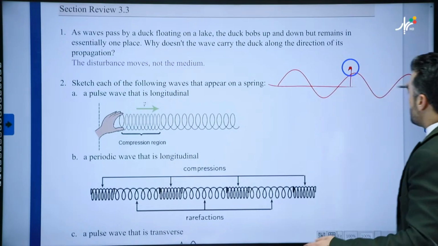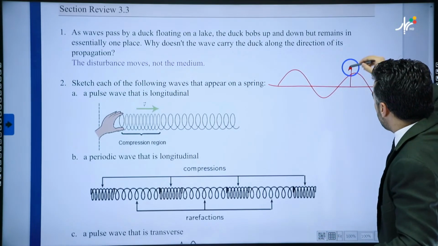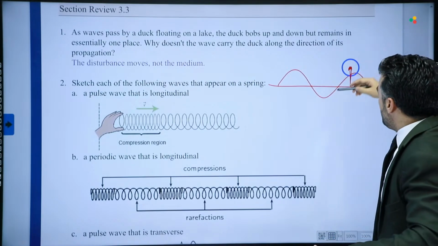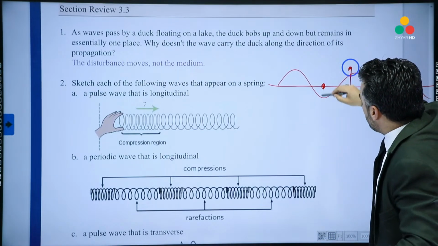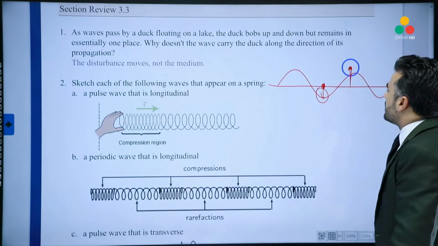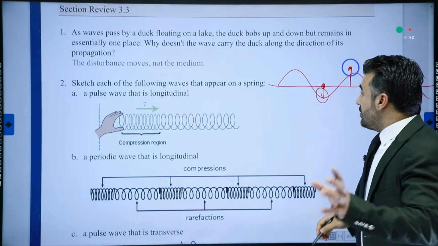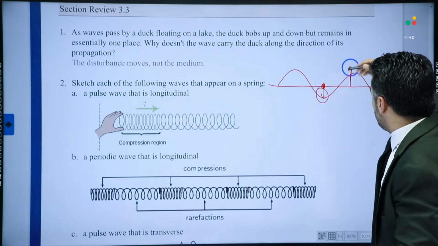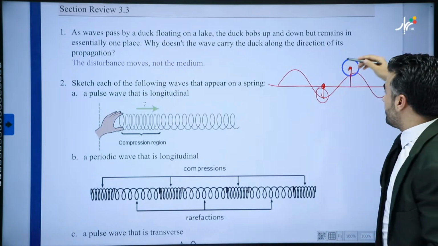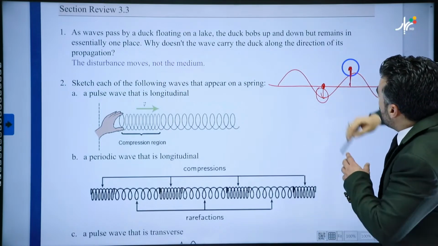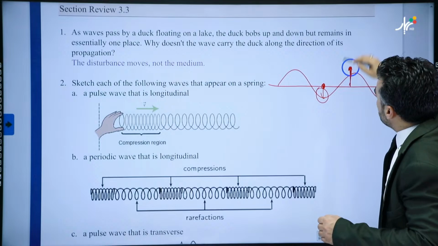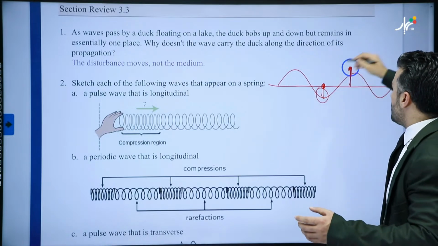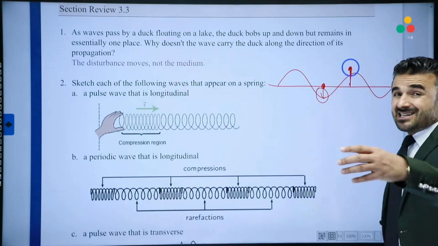So if we assume that this is the rest position here, at this point you can see that it is moving up, and at a point here, if it was there, of course, it would be moving downward. So whether it is a football, a duck or whatever, if it is floating, the object would only be moving up and down without changing its location.